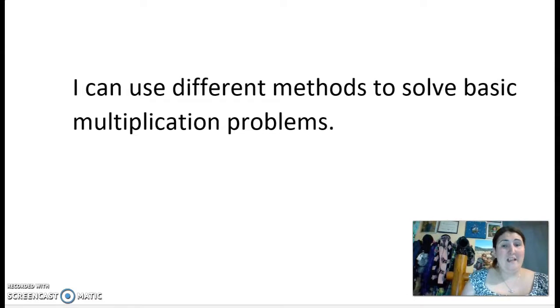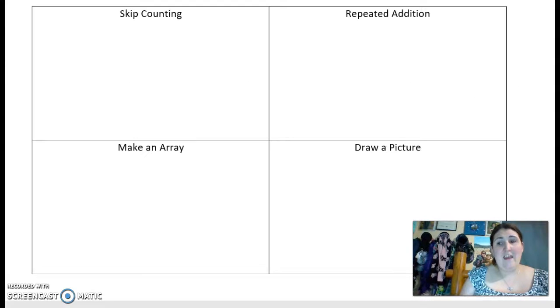Okay, boys and girls, and here is what we're going to be working on today. It says I can use different methods to solve basic multiplication problems like we've been working on all week. And this is what we've been doing on my whiteboard, but I made it for you here on the computer. So we've been solving our problems with skip counting, repeated addition, by making an array, and drawing a picture.